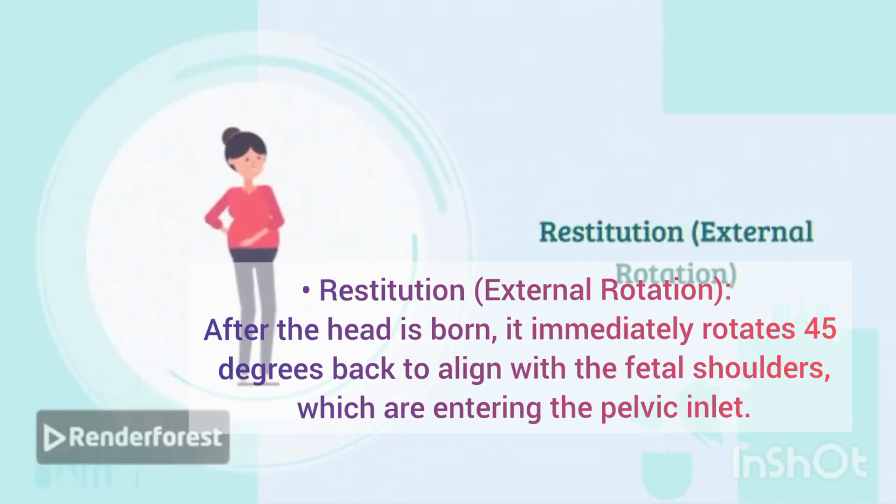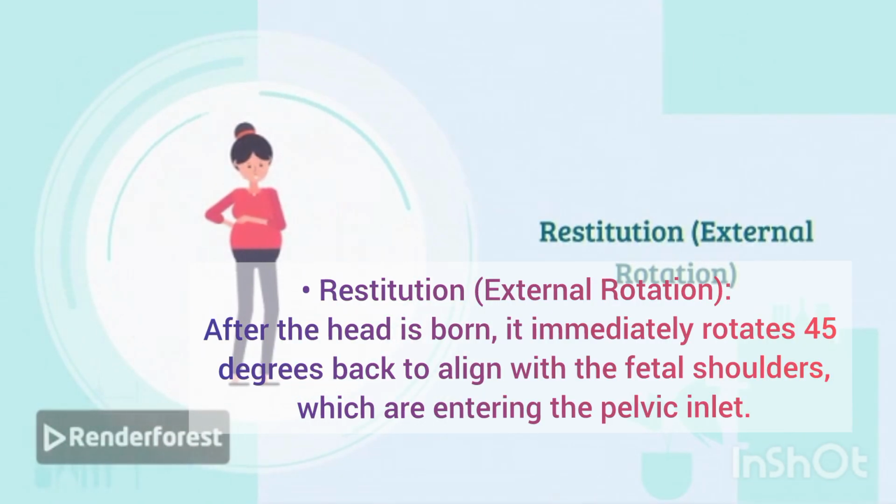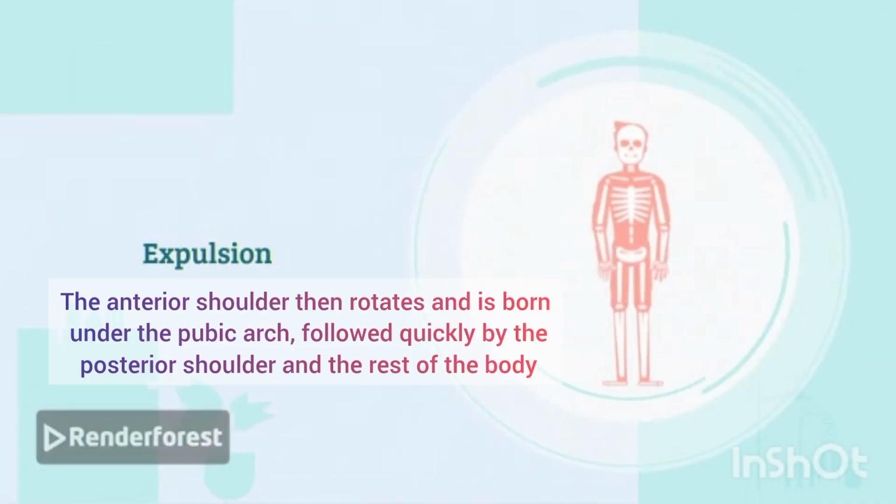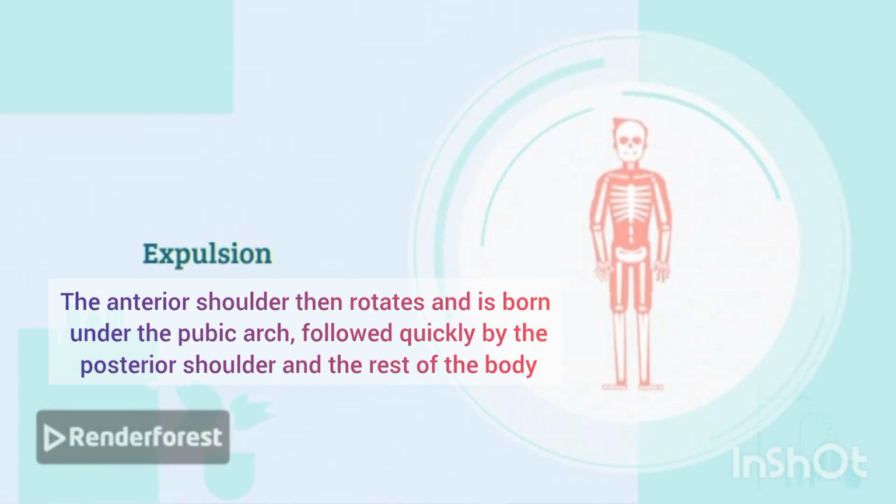After the head is born, it rotates 45 degrees back to align with the fetal shoulders, entering the pelvic inlet. The anterior shoulder rotates and is born under the pubic arch, followed quickly by the posterior shoulder and the rest of the body.